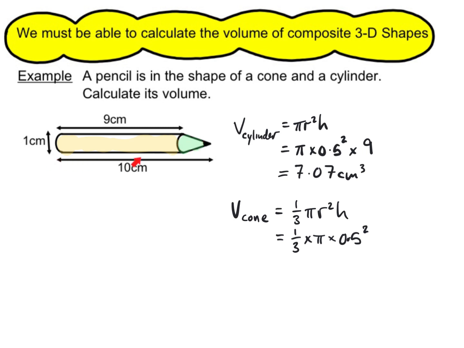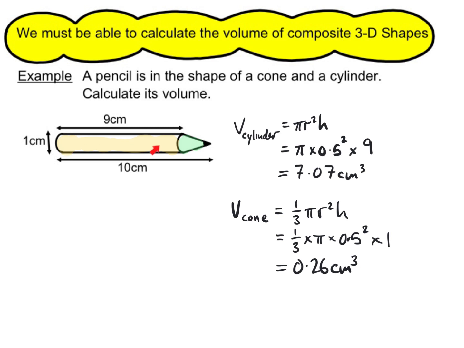We know the entire pencil is 10 centimeters long. We know the cylinder part of that is 9 centimeters long, which means the cone must be the difference between the two. So 10 take away 9 basically means the cone is 1 centimeter high. So times 1. We're going to type that into our calculator. Remember, 1/3 is just 1 divided by 3 times pi times 0.5 squared times 1, and we end up with 0.26 cubic centimetres.